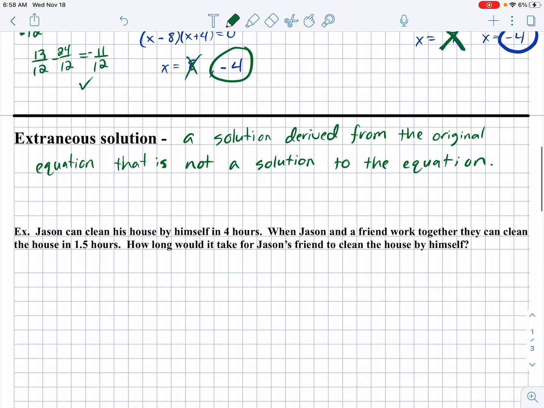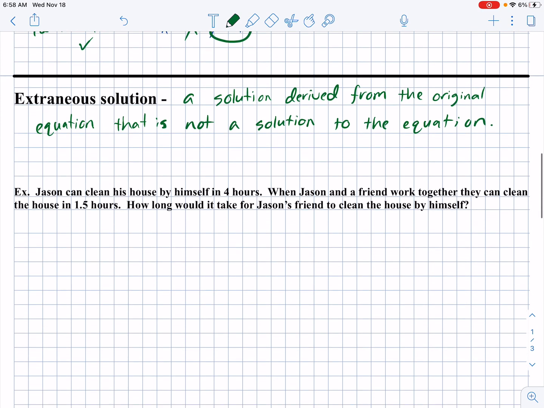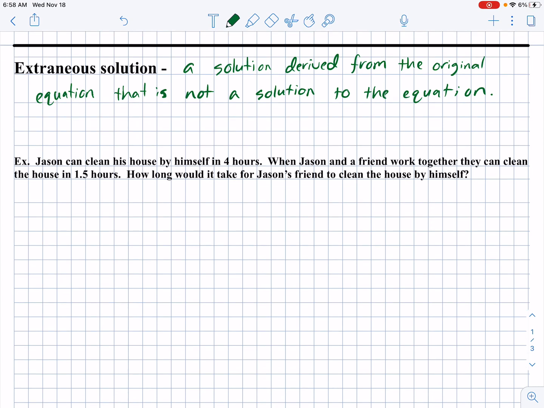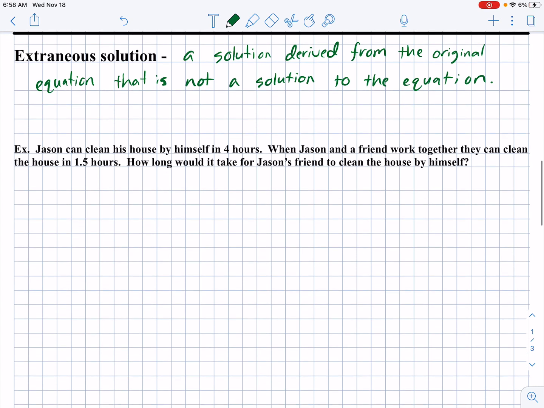Okay, and then I just want to finish with one last word problem. We're using rates, so you're going to be writing a rational equation here yourself. This says Jason can clean his own house by himself in 4 hours. When Jason and a friend work together, they can clean the house in 1.5 hours. We want to know how long it takes for Jason's friend to clean the house by himself.